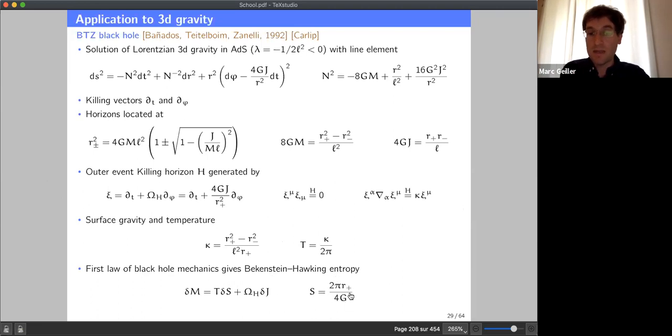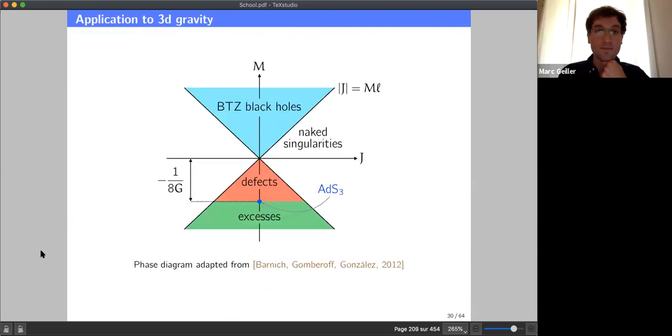And the entropy, as expected, is given by the area divided by 4G, except that now we're in 2+1 dimensional spacetime. So the area is not a sphere, it's a circle. So the area is the perimeter. So instead of the area, you have 2 pi times the radius.